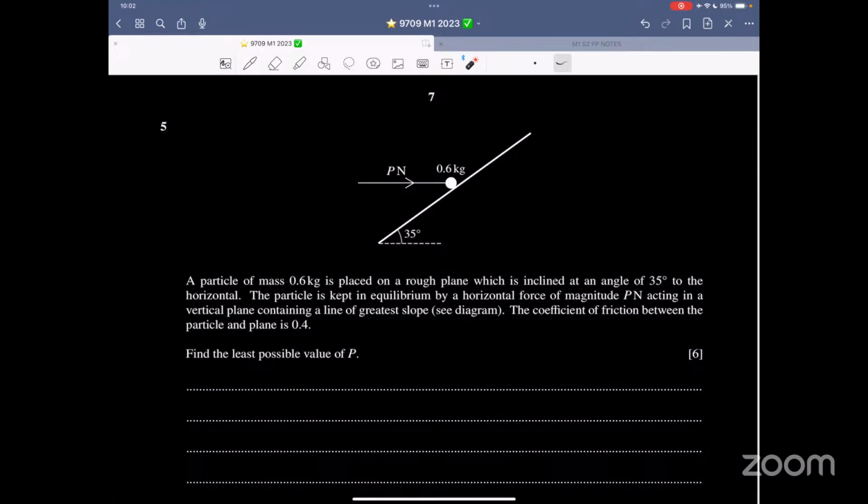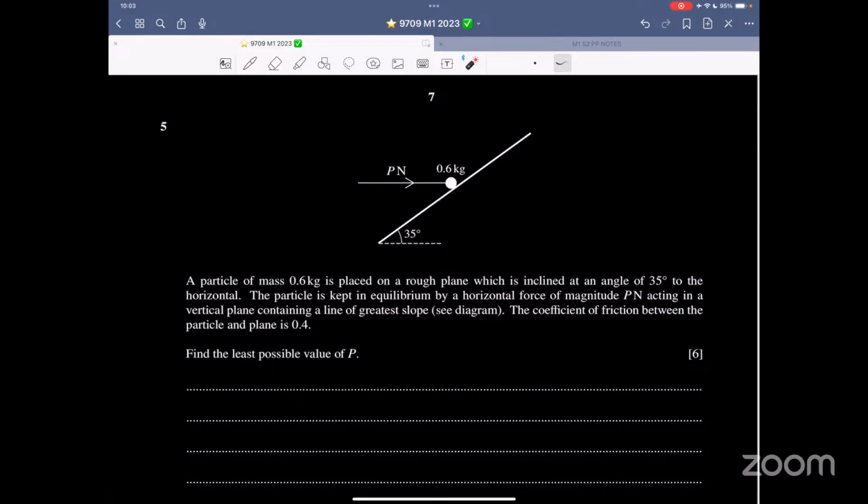So now over here, it says a particle of mass 0.6 kg is placed on a rough plane, inclined at an angle 35 degrees. The particle is kept in equilibrium by a horizontal force of magnitude P Newton acting in a vertical plane containing the line of greatest slope. Coefficient of friction is 0.4. Find the least possible value of P.